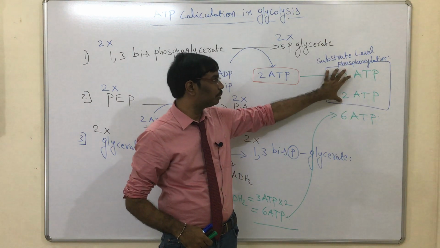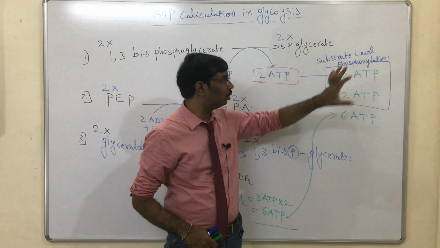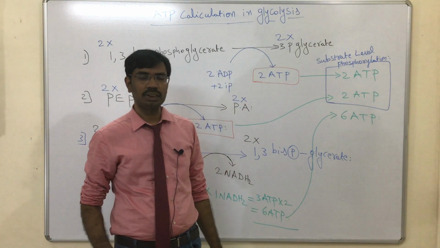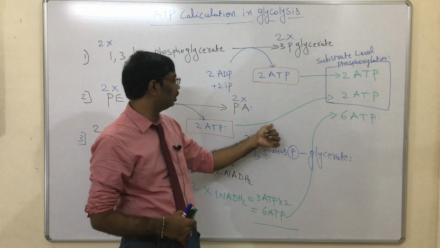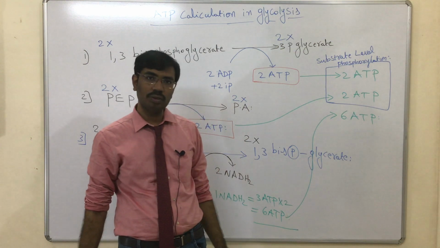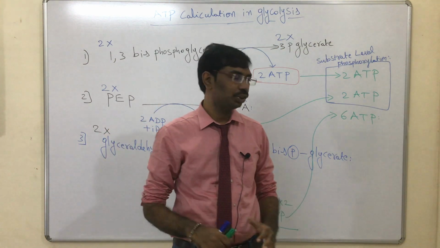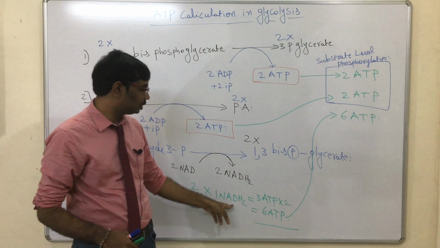The ATPs in this blue box are called substrate level ATPs. That ATP is synthesized directly in the glycolysis pathway: this 2 ATP and again this 2 ATP. This kind of ATP is called substrate level phosphorylation.